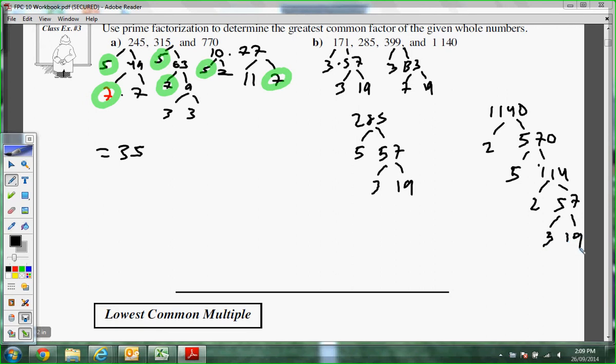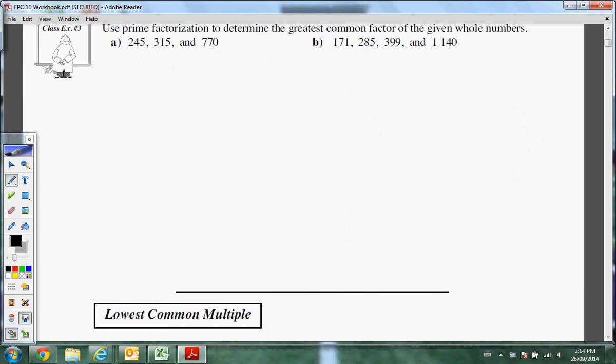So let's kind of see this problem here. Look at the number that kept coming up. 57 kept coming up. Okay, so let's see if we can figure out what they have in common. They all have a 19, right? And a 3. Is that it? So then 57 is the common number, huh? 57. Good. All right, let's continue here.